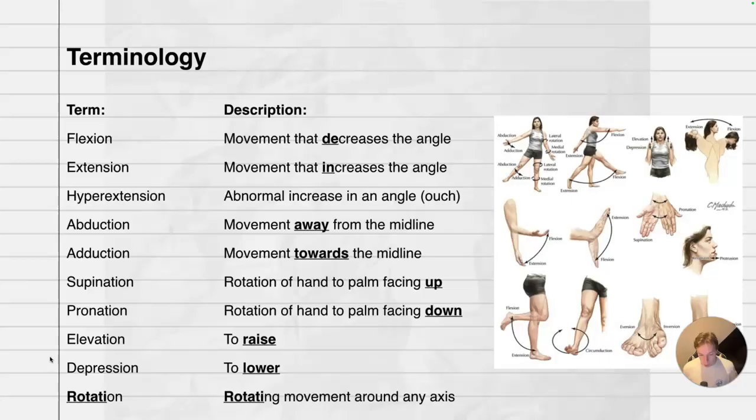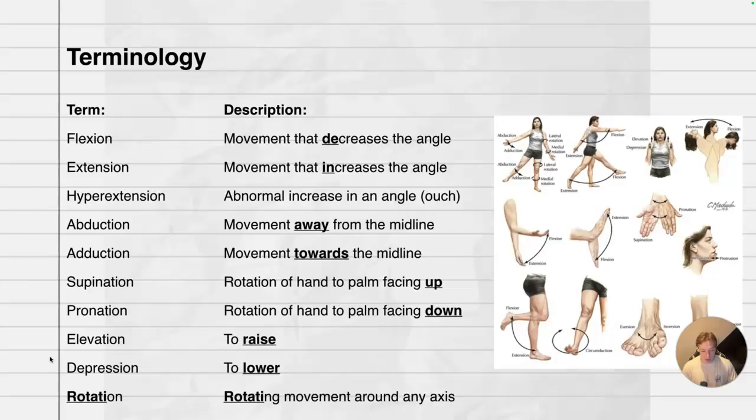Hyperextension, meaning abnormal increase, is something we don't want to happen. It is possible for joints to hyperextend. In fact, you probably know some people that can hyperextend, or are double jointed, you could say. That would be an example of hyperextension. Abduction and adduction are opposite, or antagonistic, terms. Adduction means to move towards, so we're adding to the midline, while abduction means to move away from the midline.